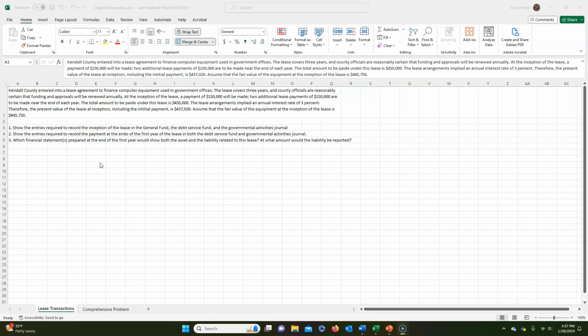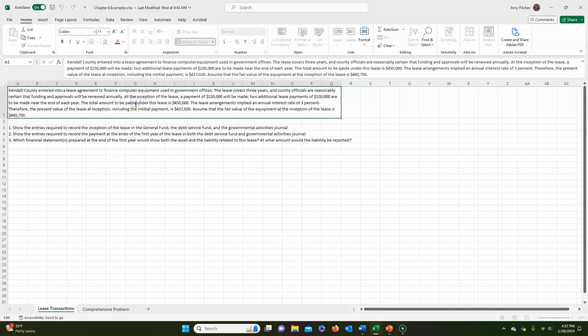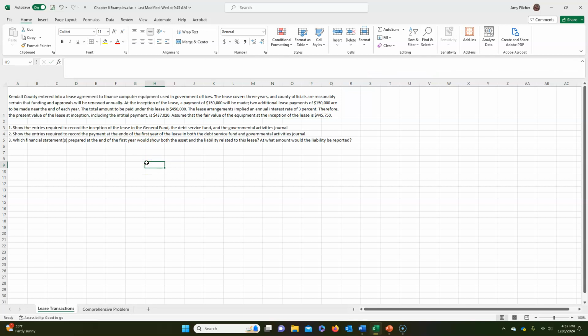We have a payment of $150,000 made at the beginning of the lease, and then 2 additional lease payments of $150,000 made near the end of each year. The total amount to be paid under this lease is $450,000. And the lease agreement has an annual interest rate of 3%.